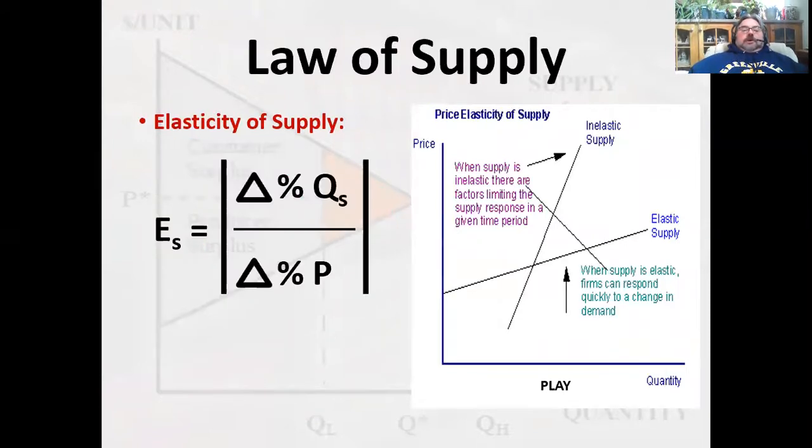So as I said, the formula is the same. We simply swap out Q sub S, where we previously had Q sub D, and of course E sub S for where we used to have E sub D, because we're talking about supply S, not demand D.